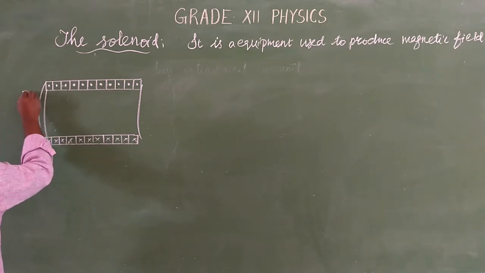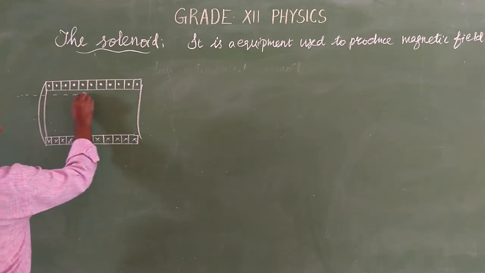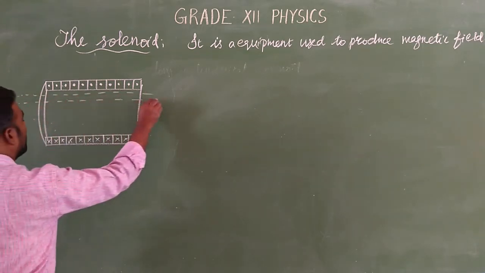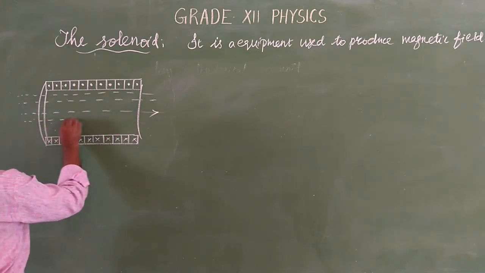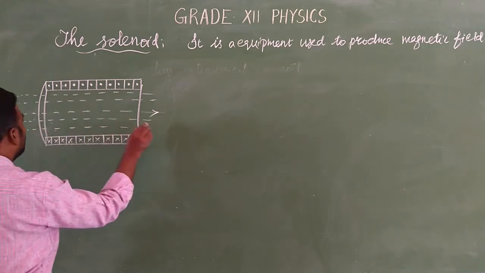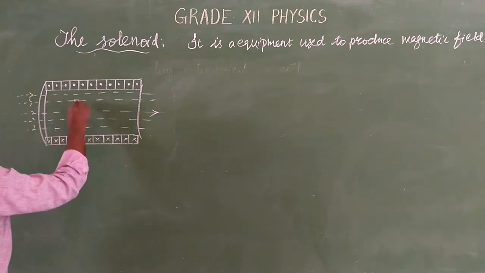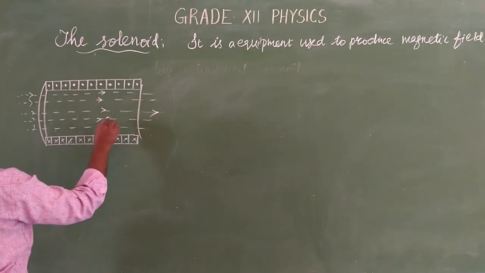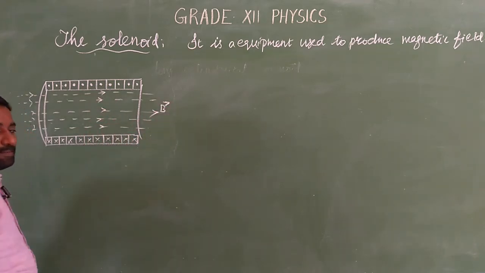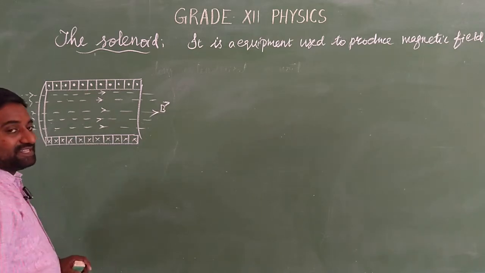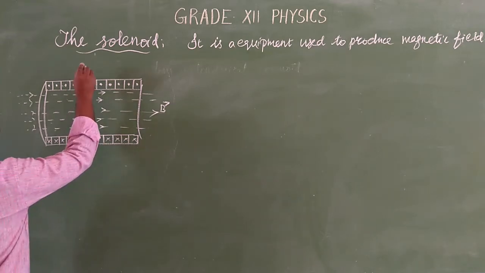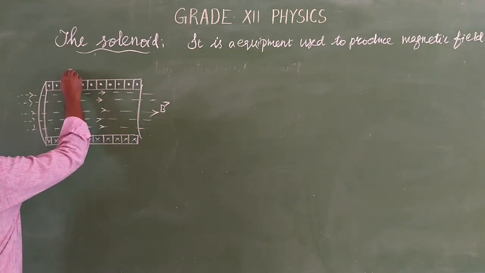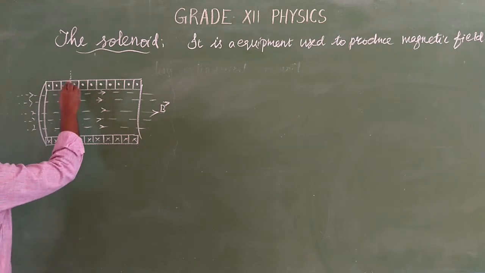So this is the magnetic field line, and this is the direction of the magnetic field line. This is the axis of the solenoid, and this is the direction of the magnetic field inside the solenoid. Now we consider an imaginary Amperian loop. The imaginary Amperian loop is a rectangular Amperian loop. Let us take that as PQRS.